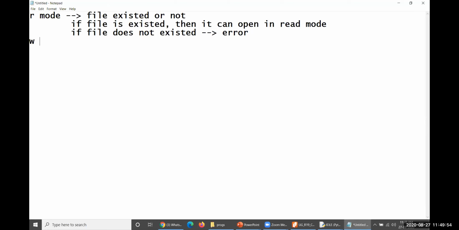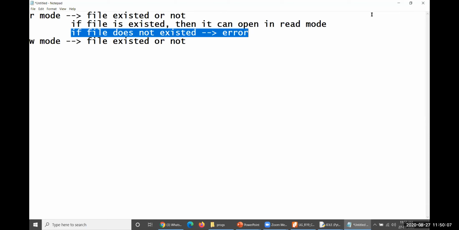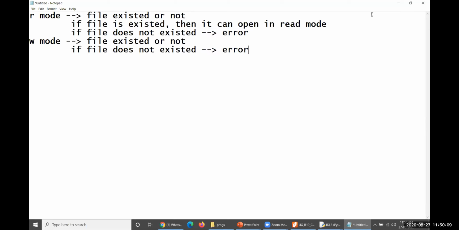Whereas W mode also performs the same operation but in a different way. What is that way here? It also checks whether the file exists or not. If the file does not exist, what exactly will it do? It can create the file. The file will be created. If it does not exist, that is what you need to find out here.